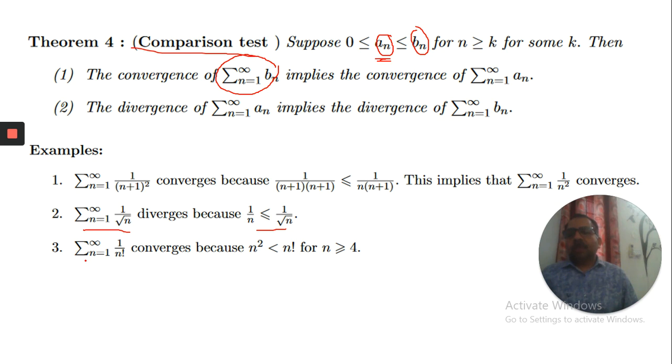Example 3: summation 1 over n factorial is convergent, because n squared is less than or equal to n factorial, and taking their reciprocals, we shall see that the convergence of 1 over n squared will imply the convergence of this series.